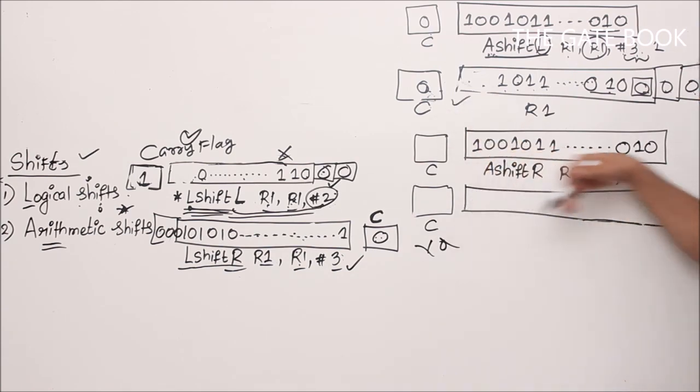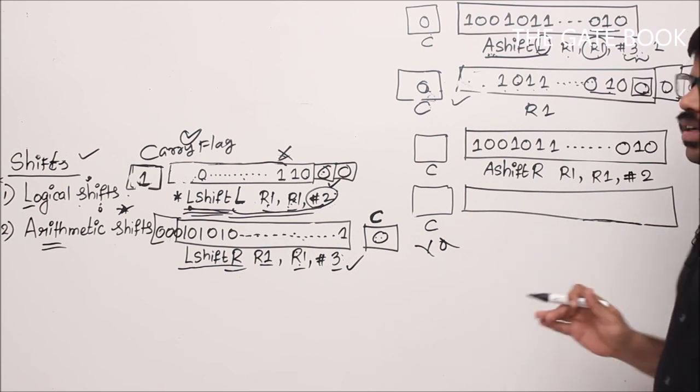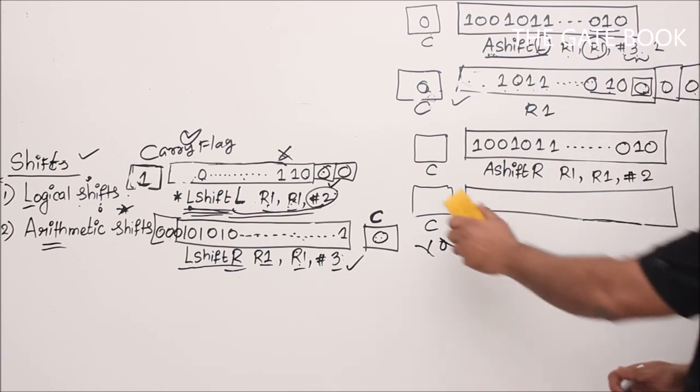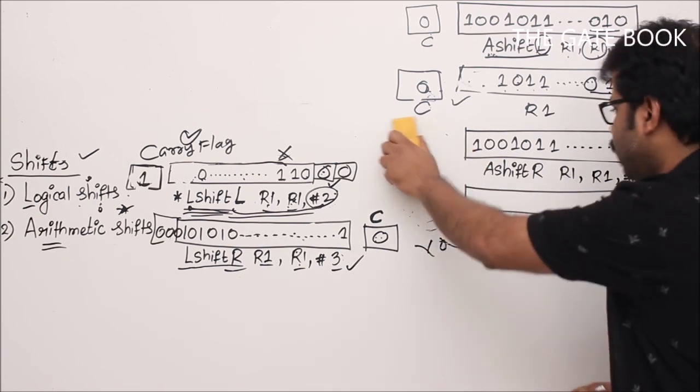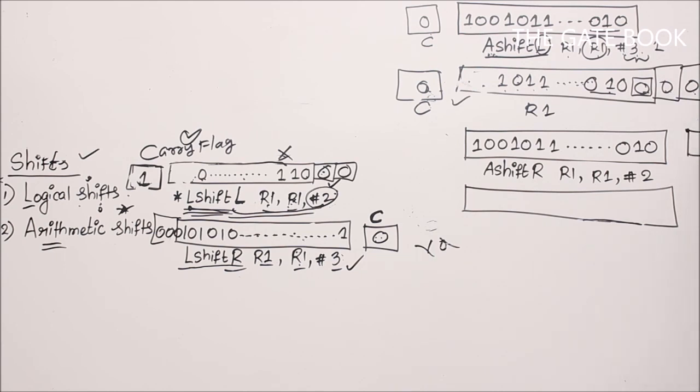Now we'll see arithmetic shift right. Whenever we shift right, how to do that? So this time let us take the carry flag this side because we are shifting right side, right? When I shift right side by 2 units, what is going to happen? We'll see. This is your resultant R1. So 2 times. First 0 comes here. Assume that the carry flag is 0.